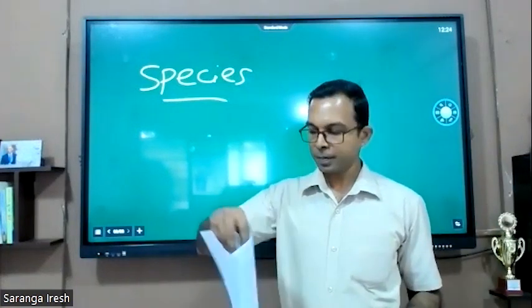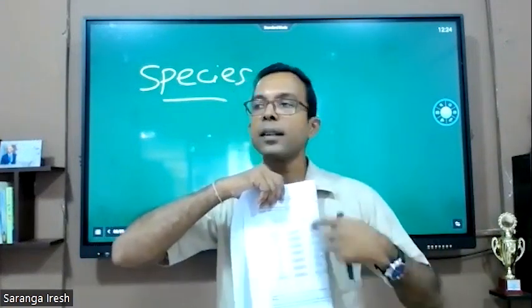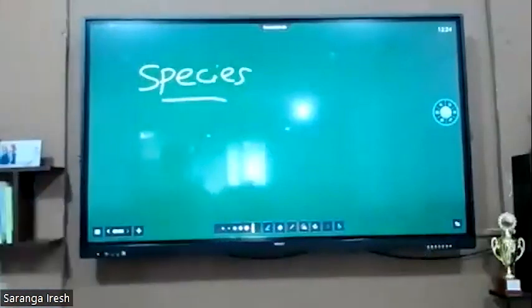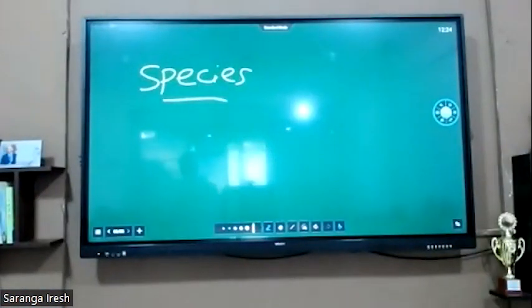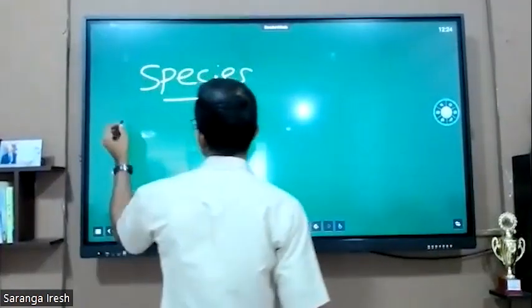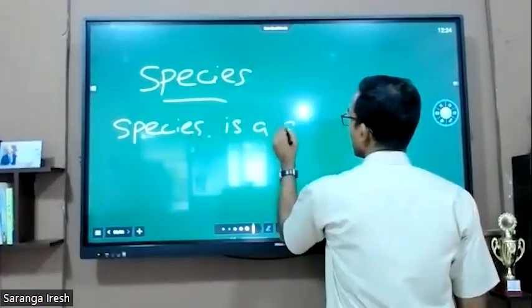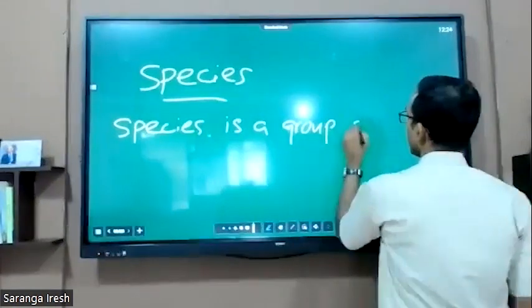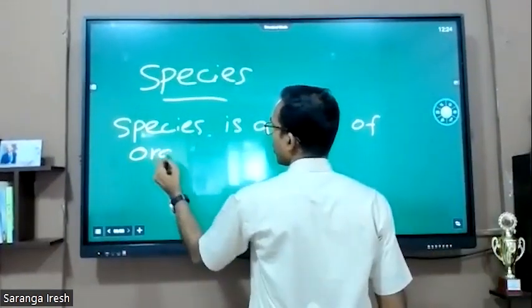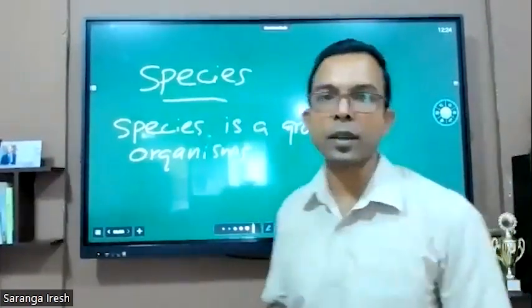So this is how we can classify any organism. We can categorize according to this order. Understood? Okay, species. Write down: species is a group of organisms.